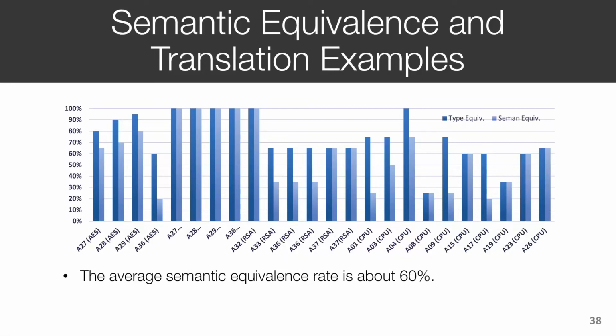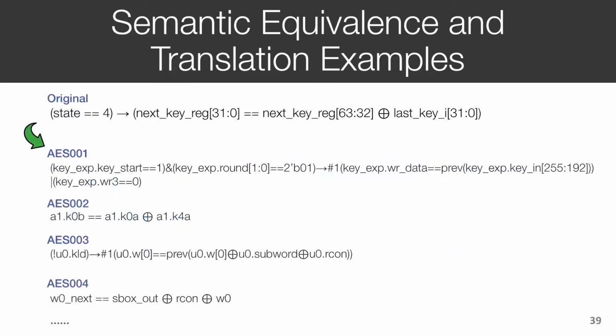The translation of assertions to trojan-injected AES designs achieves 100% semantic equivalence rate, and the translation of 23 assertions has semantic equivalence rate above 60%, and the translation of the remaining 13 assertions have semantic equivalence rate between 20 and 50%. The low rates mainly happen in two cases: the translation of information flow checking assertions and the translation from open RISC processors to RISC-V processors.